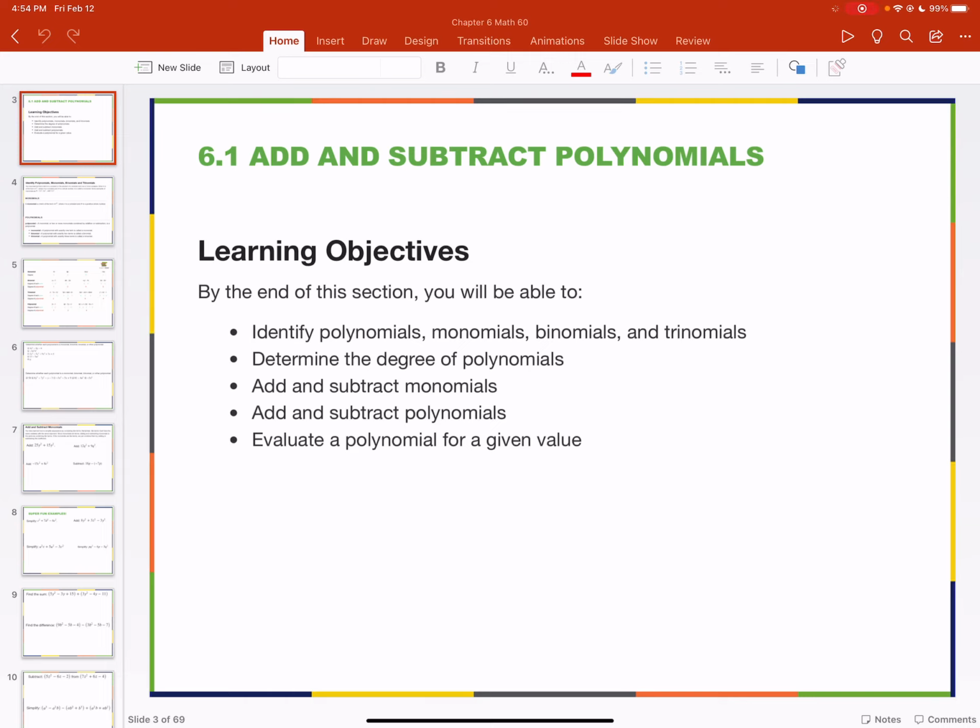Hello everyone, welcome to 6.1, which deals with adding and subtracting polynomials. So the goal of this section is to identify what is a polynomial and what are monomials, binomials, and trinomials, how to determine the degree of a polynomial, and then how to add and subtract polynomials, and then evaluate a polynomial for any given value.